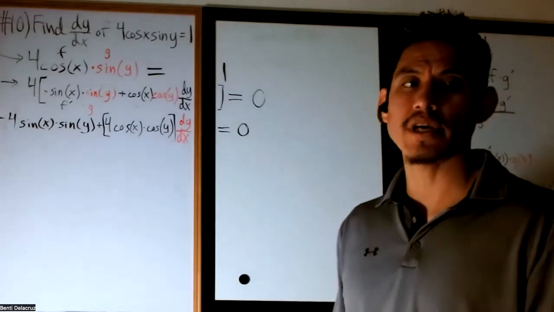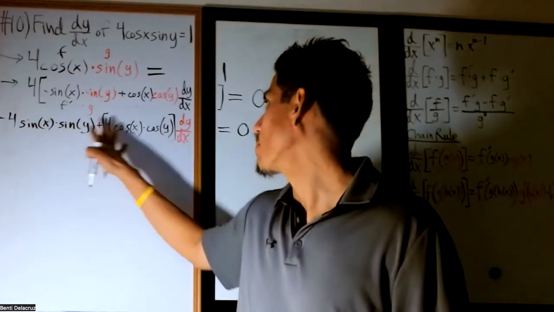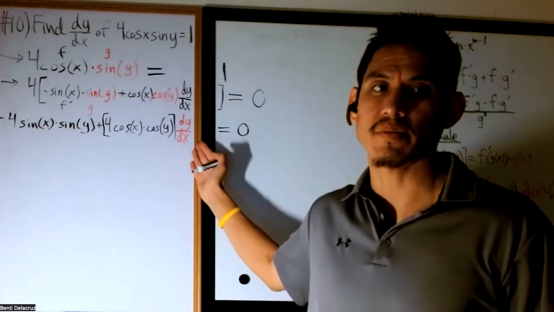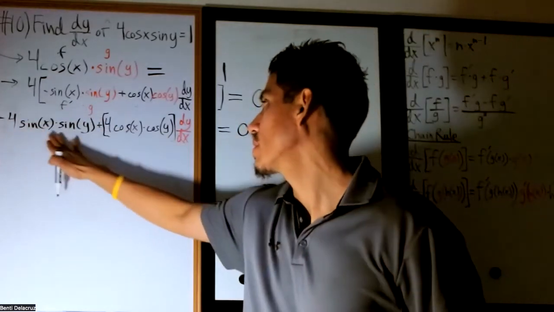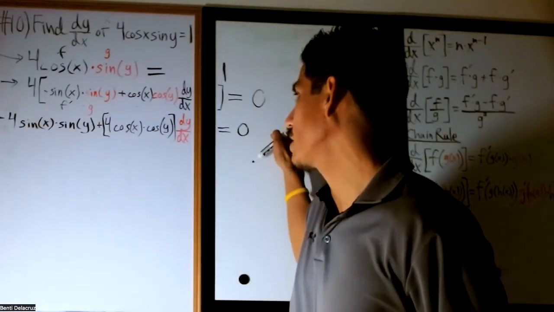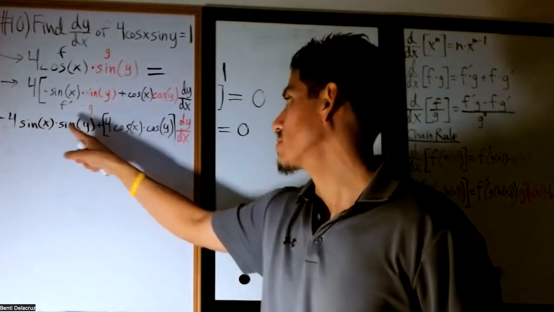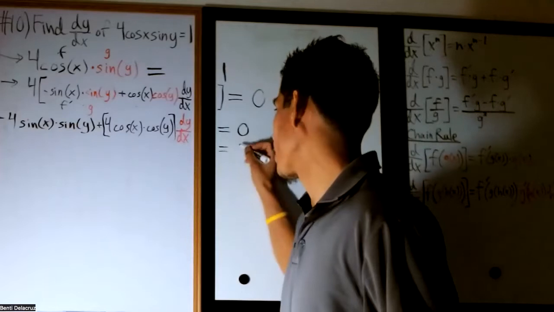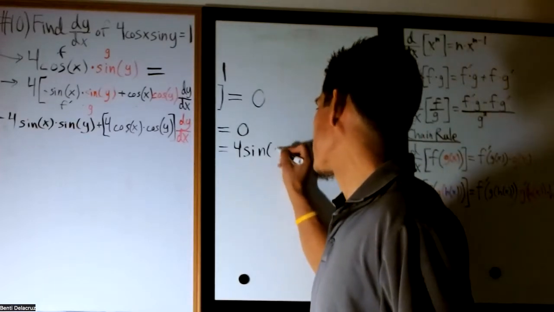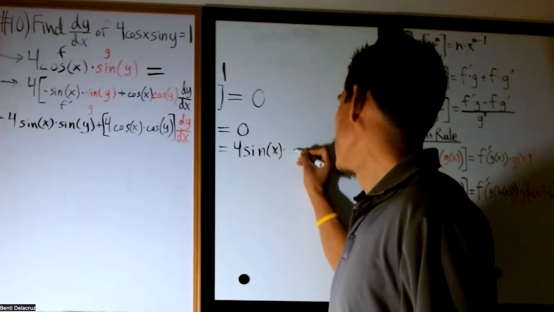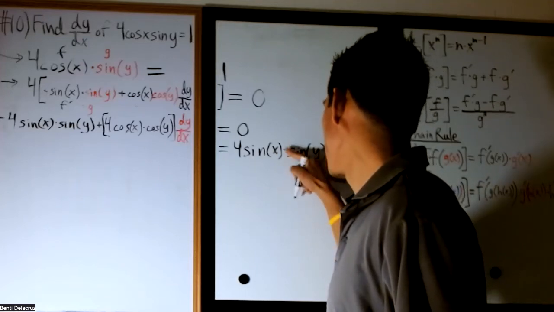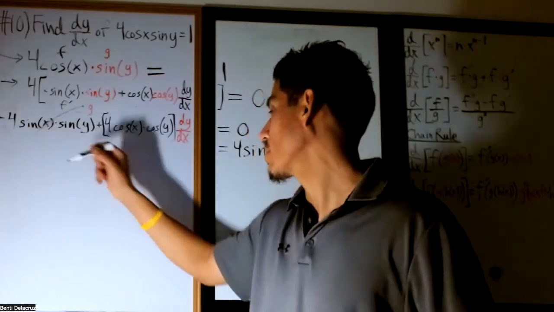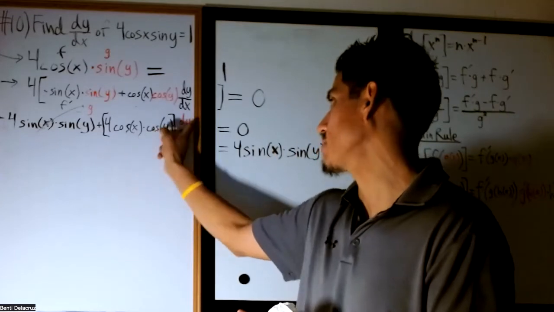And so what we want to do here is solve for dy over dx. Think of it as if you're solving for a variable, like a t or something. So what we're going to do is get rid of this by adding it to the right side and then dividing by this. So we're going to add this to the right side first. What we're going to have on the right side is 4 sine of x times sine of y. So that whole group goes away, and on the left side, we're going to have just this.